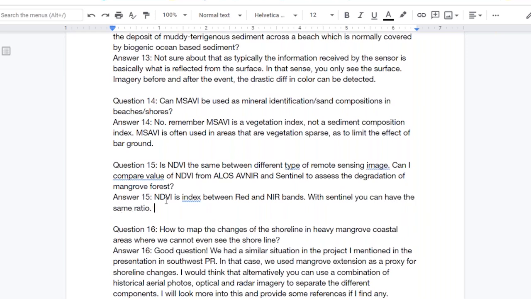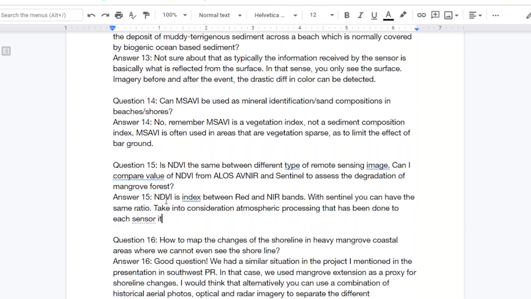but you do also need to take into consideration any kinds of atmospheric processing that have been done to each sensor itself, and then also really keep in mind the wavelength range for each of those bands. I'm not sure exactly what they are off the top of my head, but they could be slightly different between different satellites. And so just being aware of that, I think, is important, and you may not have exactly the same values across a wide range of various satellite systems. But theoretically, the index could be used with any kind of sensor that has those two bands.